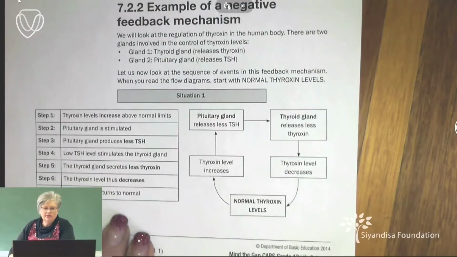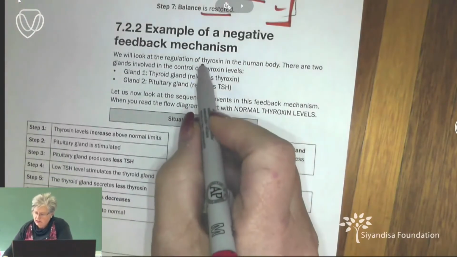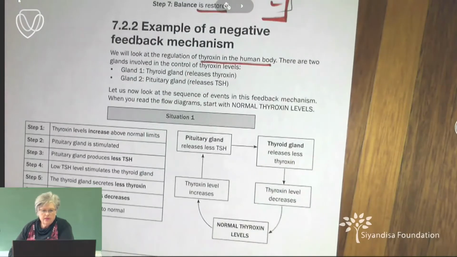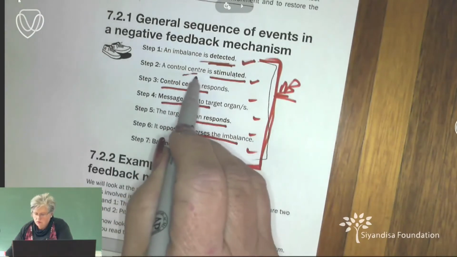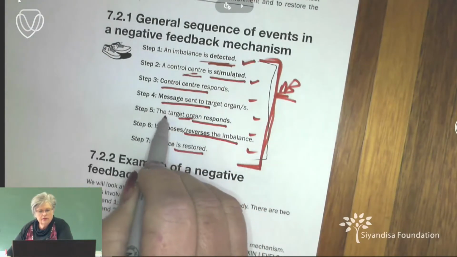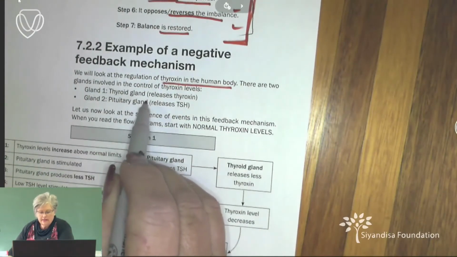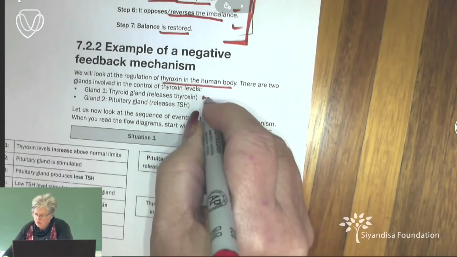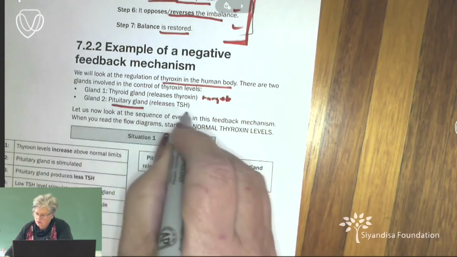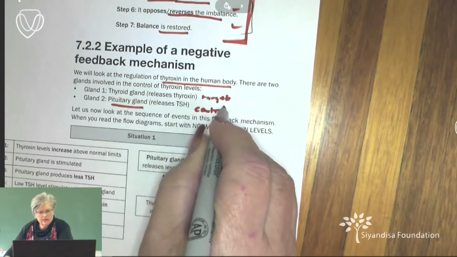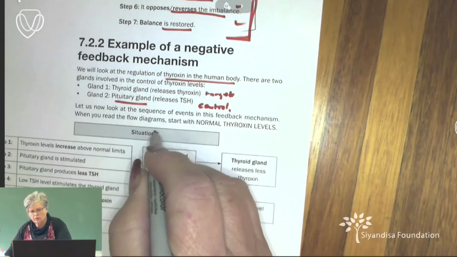Okay, situation 1. We will now look at the regulation of thyroxine in the human body. There are 2 glands involved. Now the one will be the control center and the other one will be the target organ. Gland 1 is the thyroid gland, that is the target. And what is the control center? The control center is the pituitary gland. Okay. So the moment that you start sorting it out like that, you start understanding.